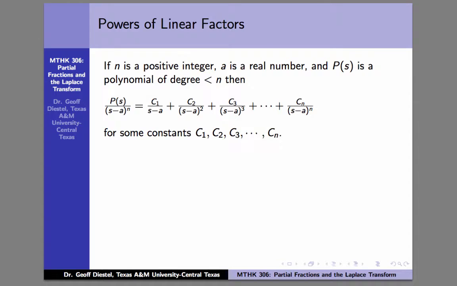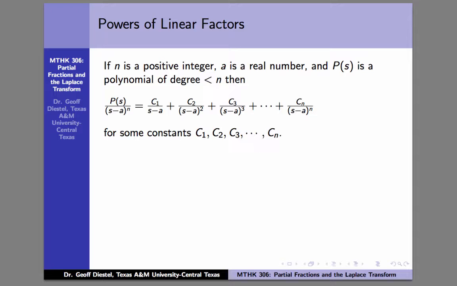We're going to have an expression where we have some polynomial in s and some power of a linear factor s minus a. Again, it could be s plus 5, it could be s minus 10, it could be any s plus or minus a number. We just introduce n terms. If n is the power, we have to introduce n terms.